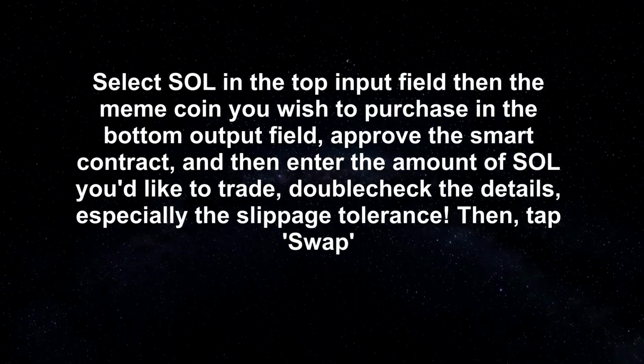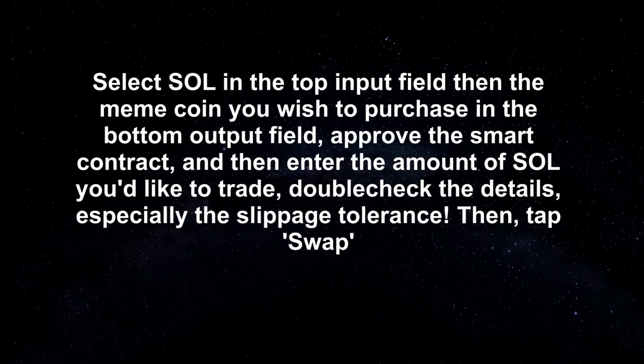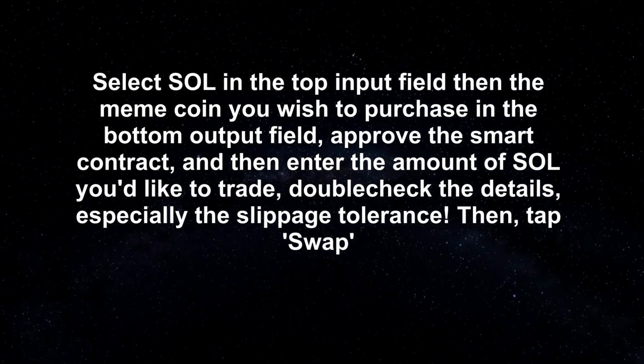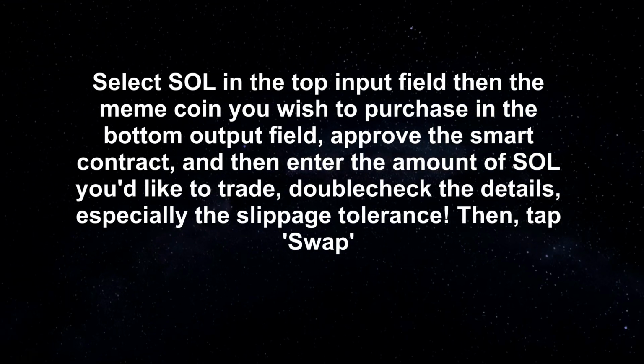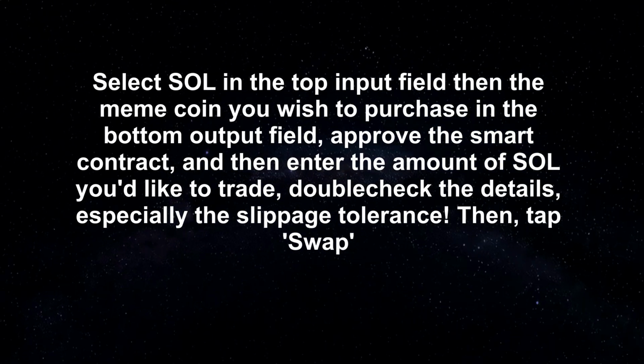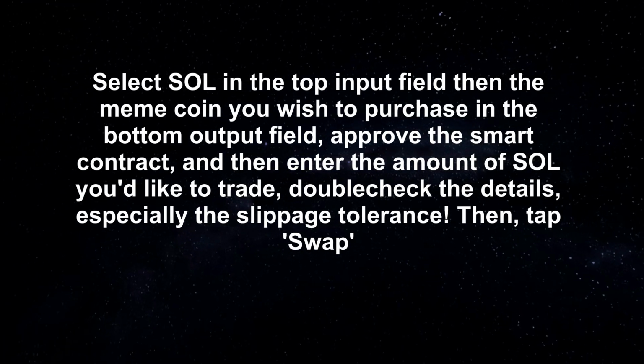corner. Select Sol in the top input field, then the meme coin you wish to purchase in the bottom output field. Approve the smart contract, and then enter the amount of Sol you'd like to trade. Double-check the details, especially the slippage tolerance, then tap Swap.